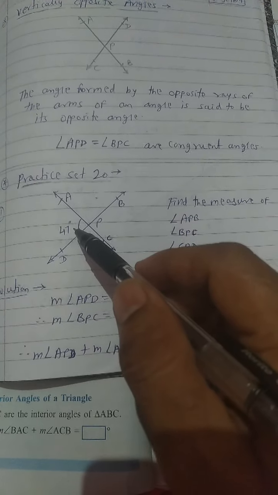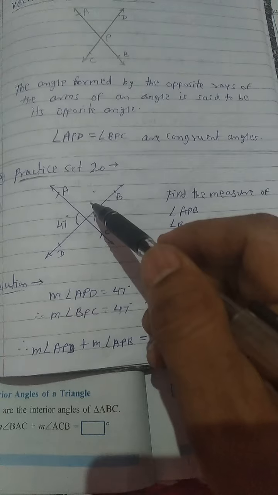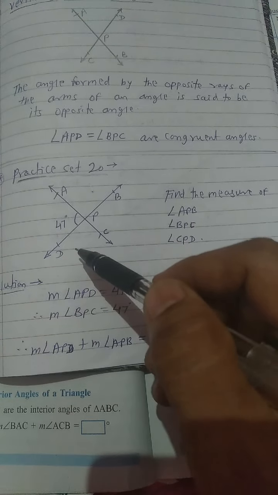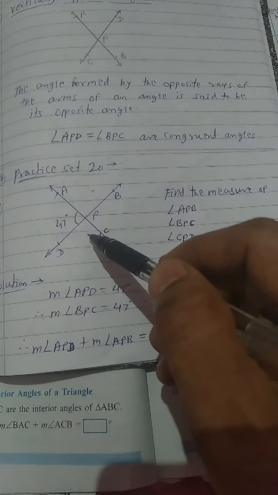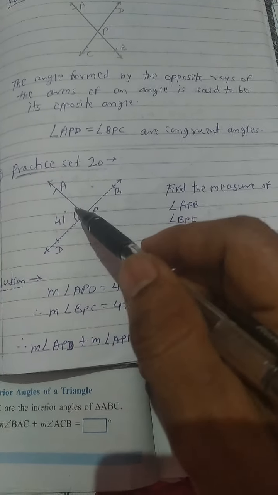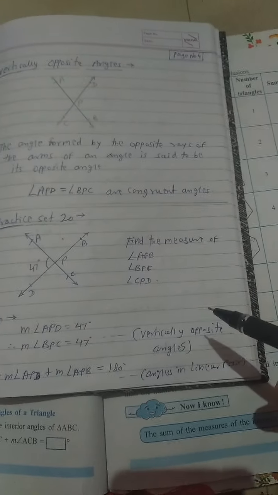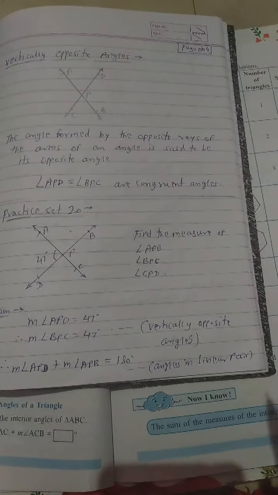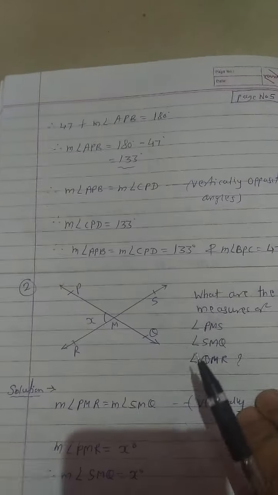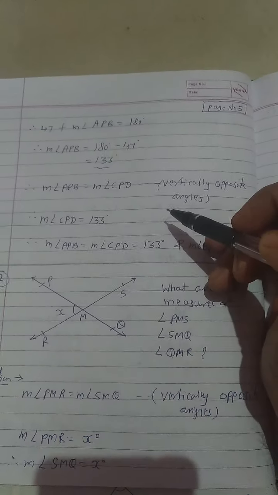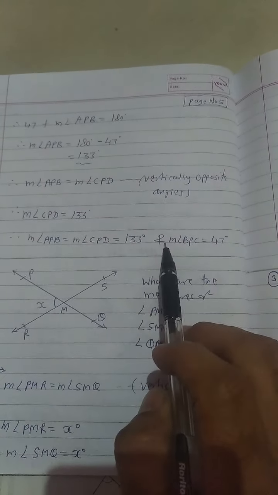From 180 if you subtract 47, we'll get angle APB, and how much the APB angle will be, that much will come DPC, because this angle's opposite is this. Yes or no? Then if one angle is given, you can find out these three angles using our vertically opposite angle property and linear pair angle property. How to solve this question I already did in the CW book, and using this property you can find out these three angles.